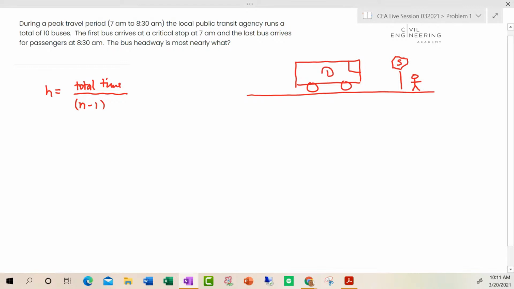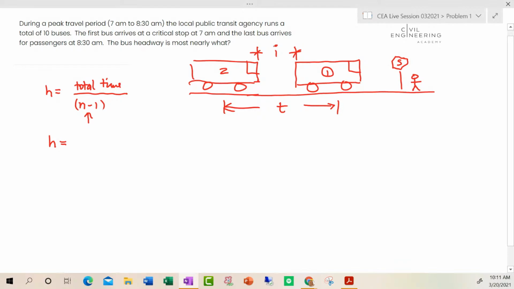So if this was bus 1, and then down the road we had a bus 2, the headway is the time interval, and I'll label that as a T here, between the two buses arriving at the same stop. Okay, that's what's defined as the headway. For this one, it's n minus 1 because the assumption is that bus number 1 is already at the stop, and bus 2 is the next one to line up. So the first interval that you're counting is this interval right through here, which I'll call I.